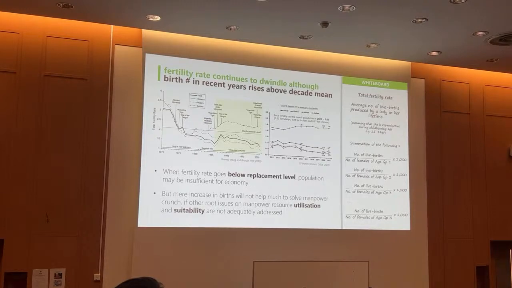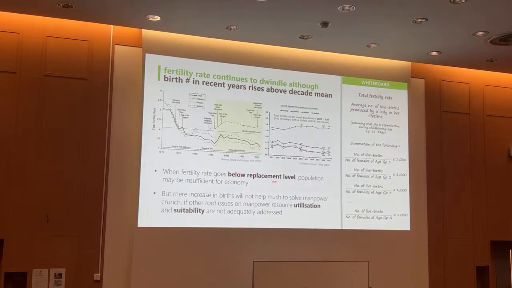For fertility rate, it depends on the number of babies born and also the number of women of childbearing age at that time in the country. So it depends on 2 things. Birth rate is very straightforward. It's just about how many babies are born.